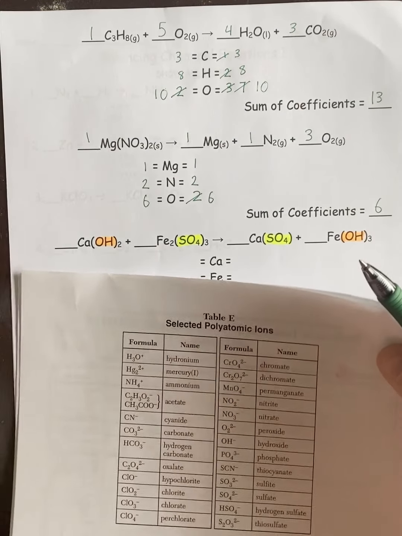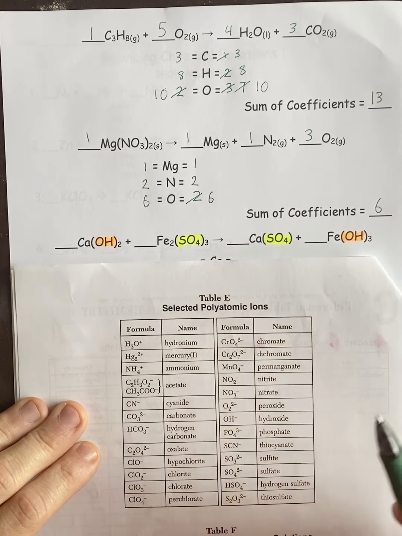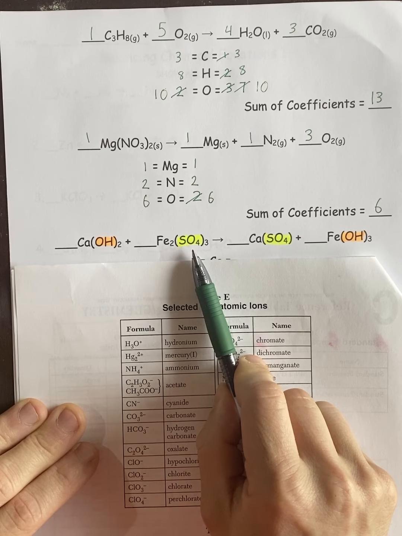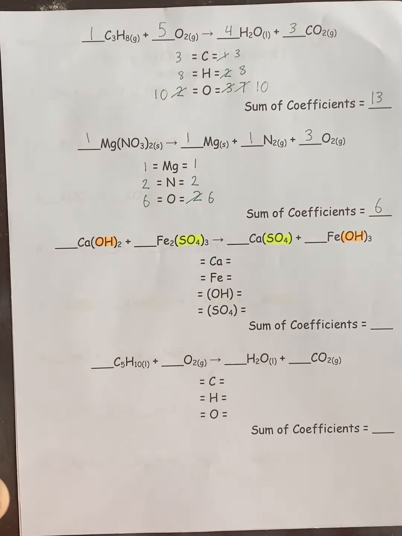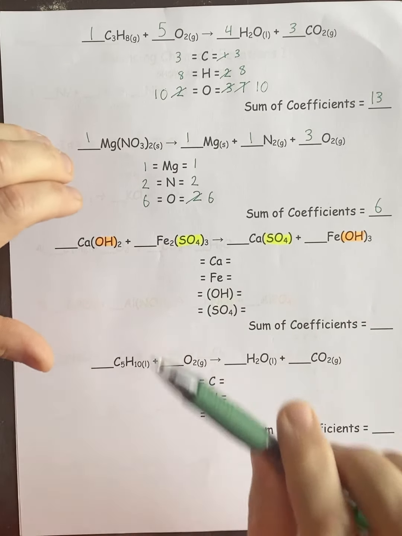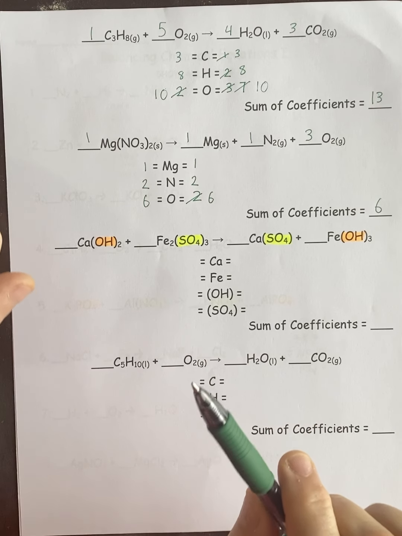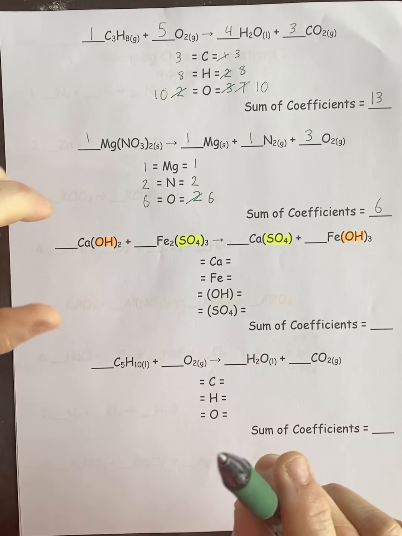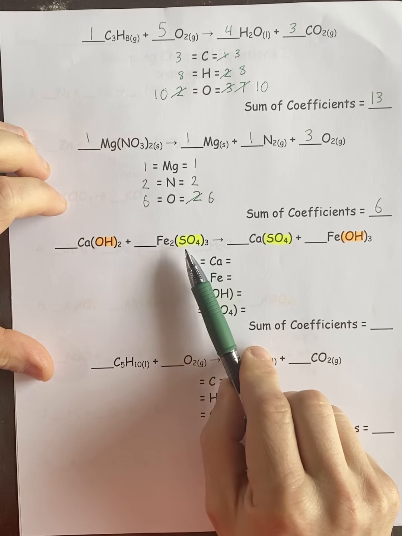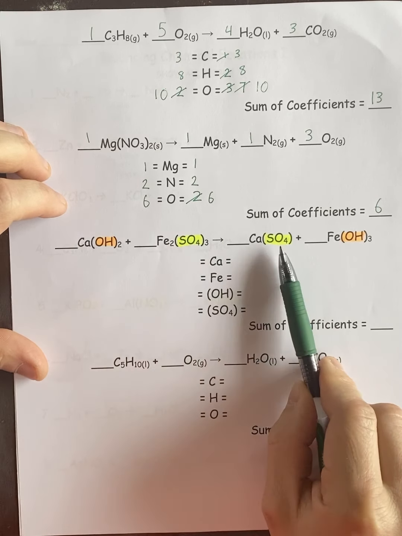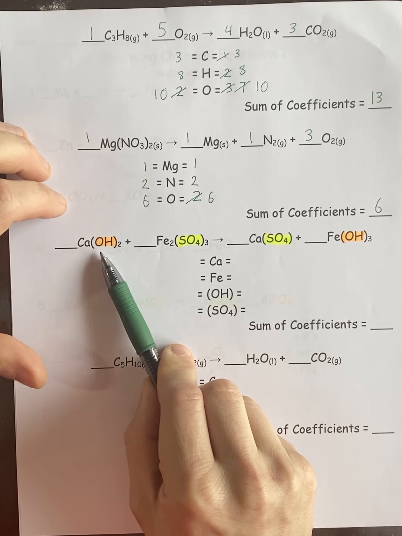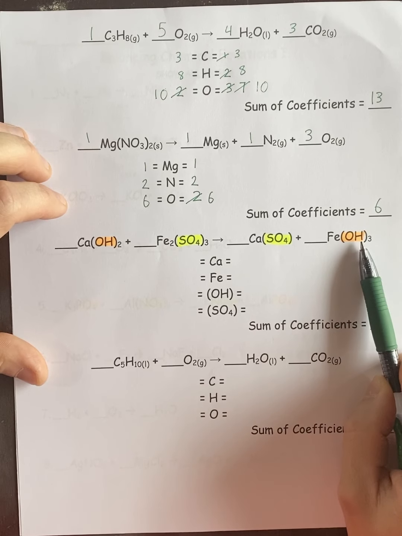So if we look at this one right here, you should be able to see that OH is on the polyatomic ion chart and SO4 is on the polyatomic ion chart. Now, it's not just enough to say, well, they're on the polyatomic ion chart, so I can treat them as one thing. Here's the other issue. They have to stay together, meaning I have SO4 on the left and I have SO4 on the right. Here I have OH on the left, that's why I highlighted them, and here I have OH on the right.